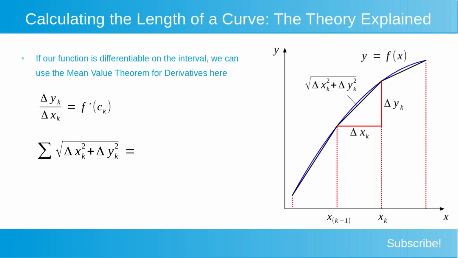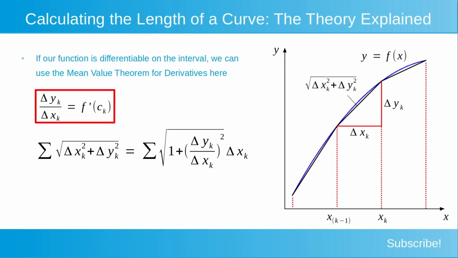Previously, we expressed the sum of the straight line segments as being equal to the sum of the square root of 1 plus open bracket delta y_k divided by delta x_k close bracket squared, multiplied by delta x_k. Using our mean value theorem for derivatives, we can express delta y_k divided by delta x_k as being equal to f prime c_k.